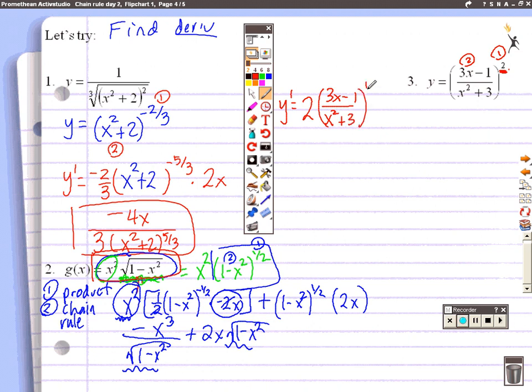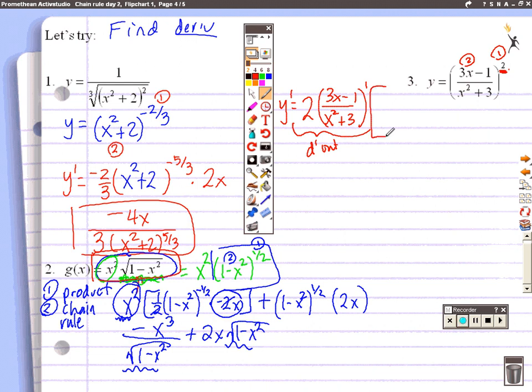decrease the power by 1. Again, I know that you don't have to write that, but I'm doing it for the sake of your notes. So that's the derivative of the outside. Now we're going to multiply that times the derivative of the inside, and that's where our fun begins, because the derivative of the inside is, let me write this, that's the derivative of the outside, by the way. So we did the power rule. The derivative of the inside is a quotient, so we have to do the quotient rule.